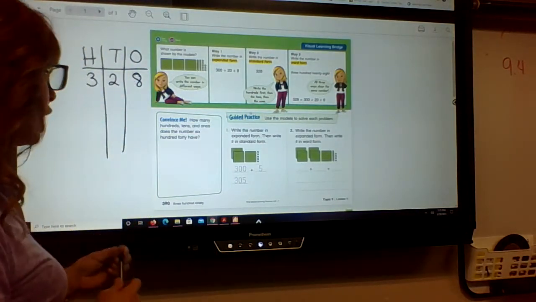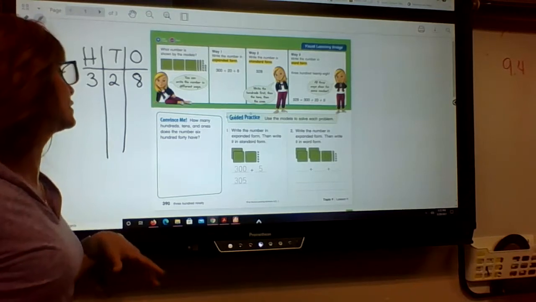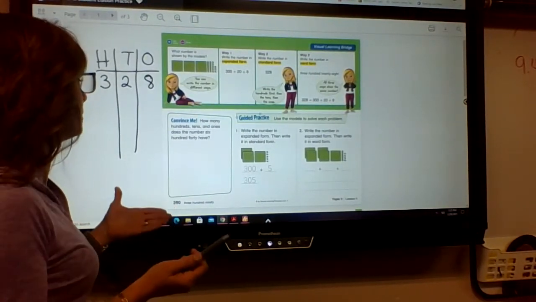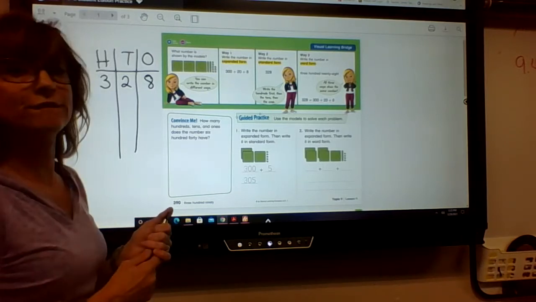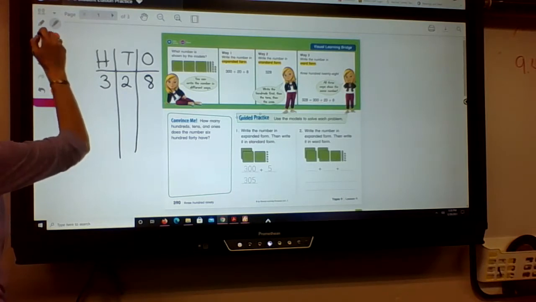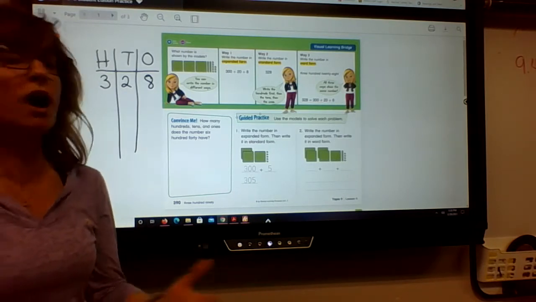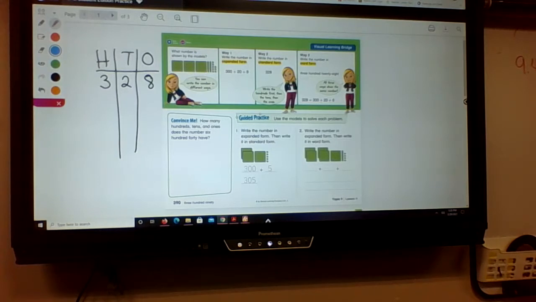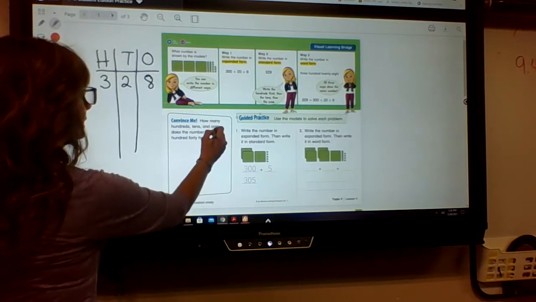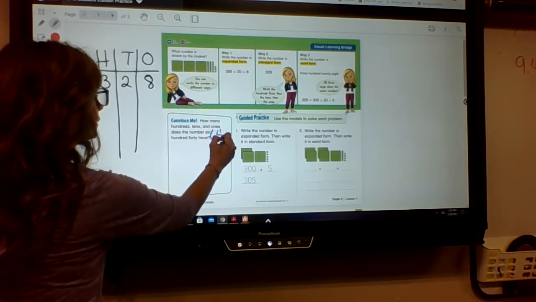328. All right, so now, the convince me. Let's look at that. How many hundreds, tens, and ones does the number 640 have? Okay, change mine. I'm going to give you a second to come up with an answer by yourself. Hit pause and see what you can come up with. All right, so the number is 640. I'm going to write that right here, 640.